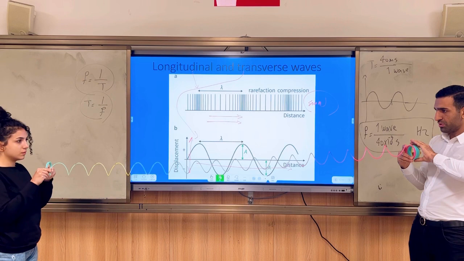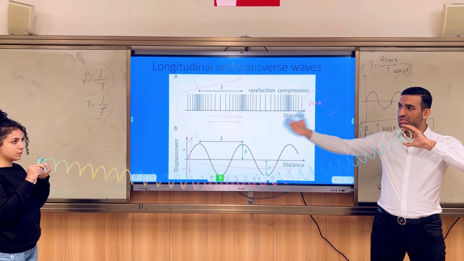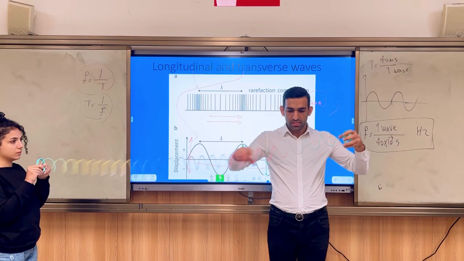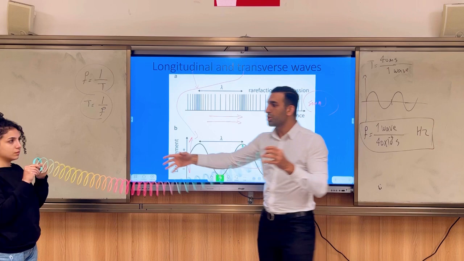You see, the wave is going from my side to her side and coming back, and the particles are moving like this. Particles are not moving up and down. Particles are moving in the same direction. So this is a longitudinal wave.